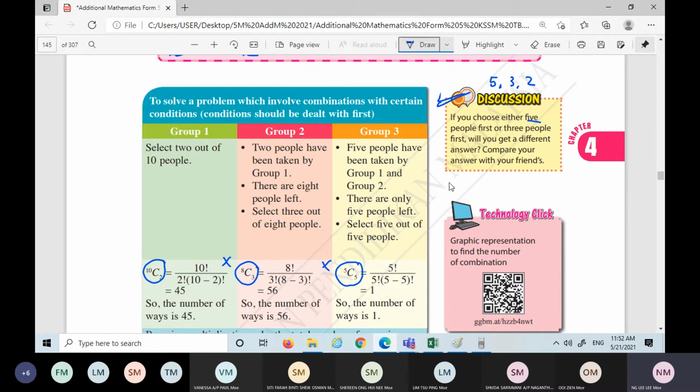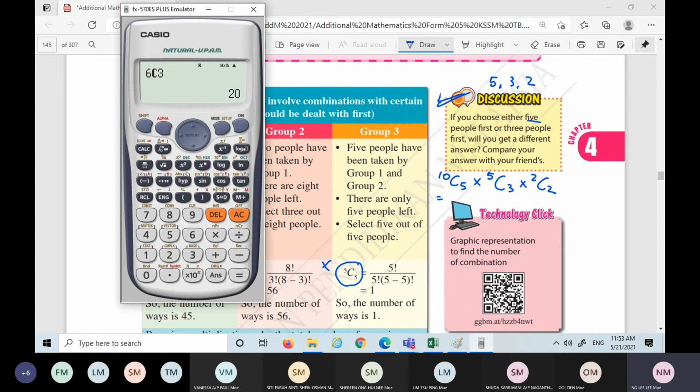So first I choose 5 people to form the first group. Start from the 10 people, I choose 5. After choosing 5, 10 minus 5, I have a balance of 5 people. Then to form the second group, from 5 people choose 3. After choosing 3, 5 minus 3, you have a balance of 2 people. The last group is 2 people, so 2 choose 2. Let us try.